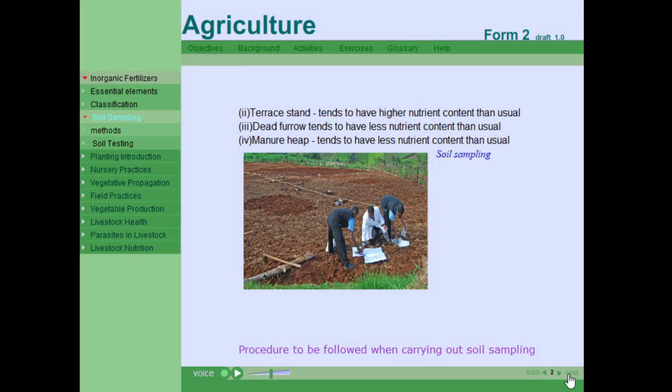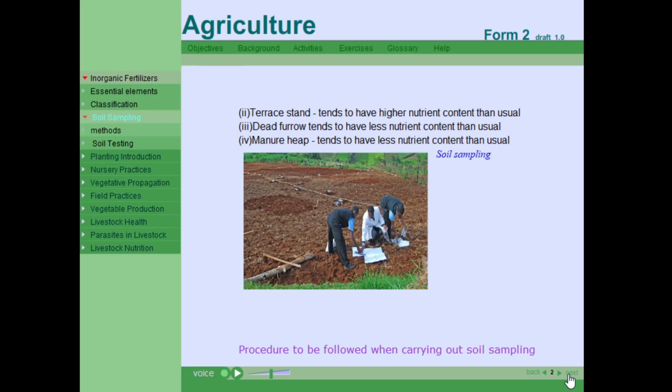Precautions to be observed during soil sampling. Avoid any contamination with the soil. Avoid mixing topsoil and subsoil. And avoid sampling soil from unusual areas such as the anthills and dead furrows.